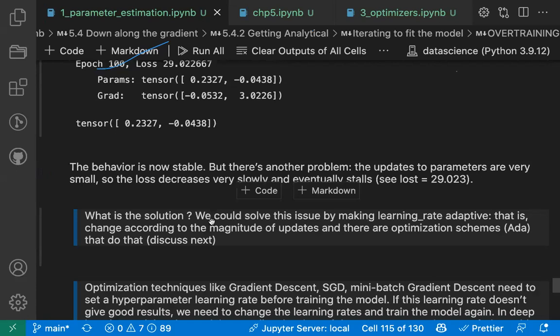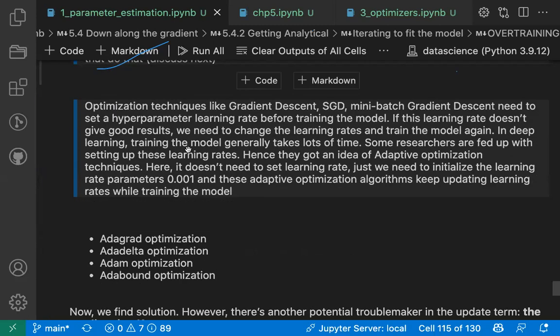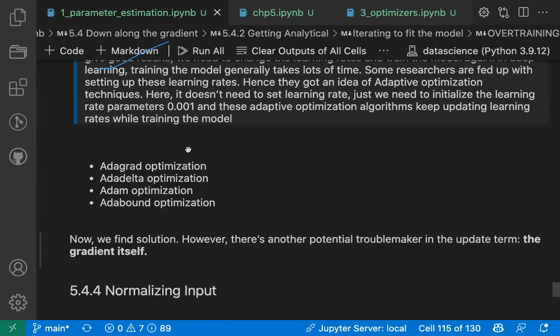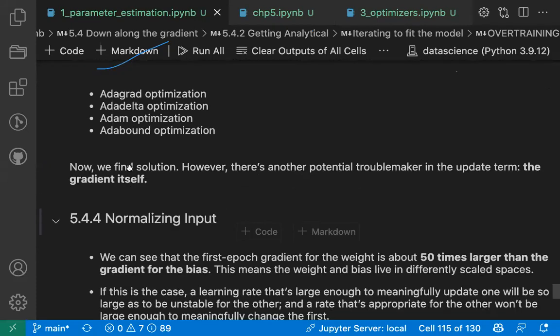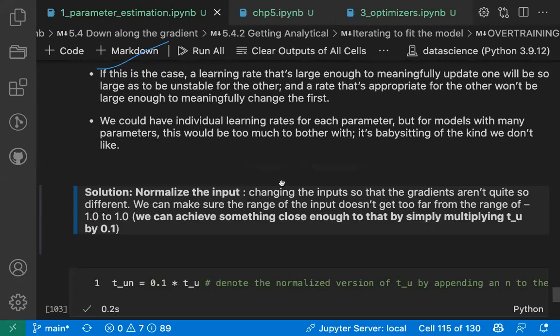Another issue is normalizing the input. Remember we said that when you have a dataset and you want to do machine learning, if your input features are on different scales, you will not have good machine learning training. What is the problem we can see? In the first epoch, the gradient for the weight is 50 times larger than the gradient for the bias. Let's look at that.